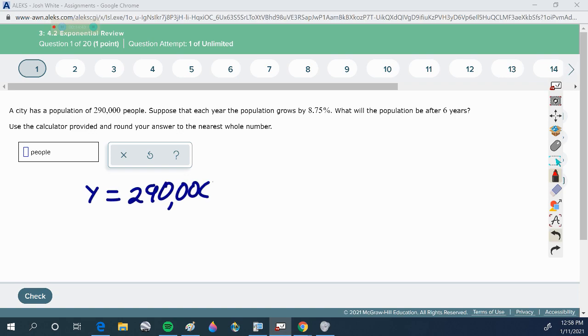We're going to take 290,000 people, and the population of the city is increasing by 8.75. So we take 100%, we add it to 8.75, and I get 108.75%. To turn that into a decimal, I move the decimal 2 places, and we have 1.0875. And this is going to take place for 6 years.